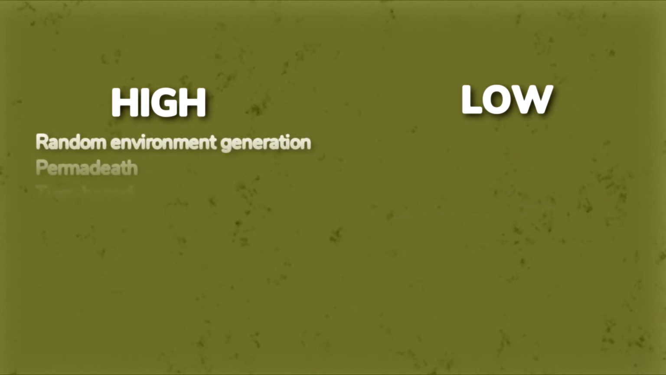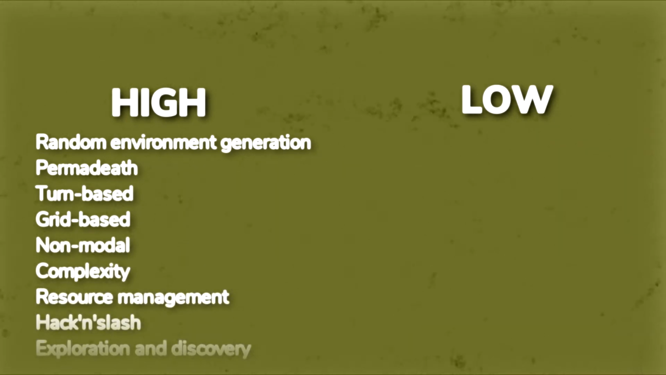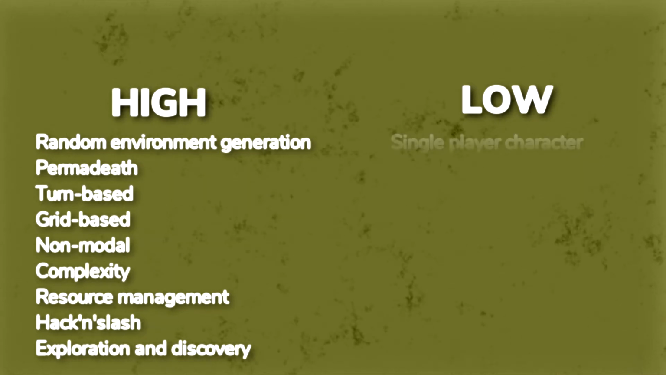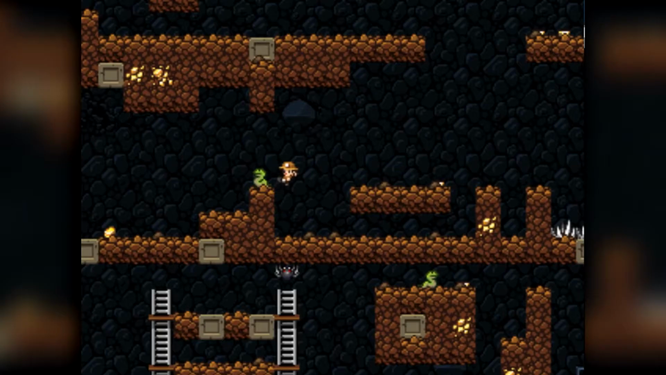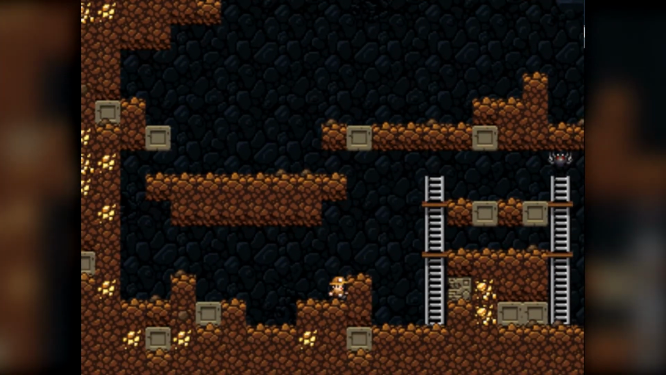This became known as the 15-point Berlin interpretation, and is the root of most of the confusion around the genre. The Berlin interpretation is comprised of high and low value factors when grading games as roguelikeness, these being random environment generation, permadeath, turn-based, grid-based, non-modal, complexity, resource management, hack and slash, exploration and discovery, with low value factors being a single player character, monsters that are similar to players, tactical challenge, ASCII display, dungeons, and numbers. In theory, this should make defining a roguelike clear and concise. In practice, not so much.